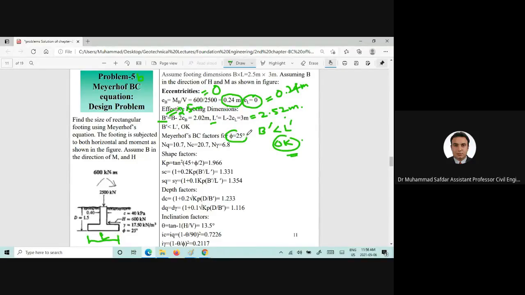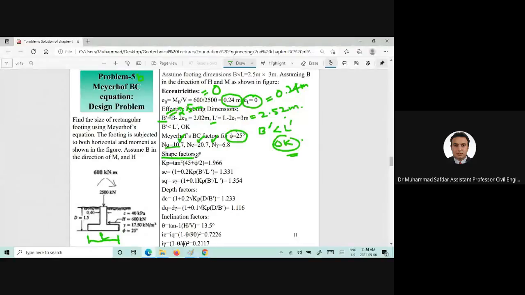Will there be any difference in the bearing capacity factors? Check this. I think there will be no difference in the bearing capacity factors, so that's okay. Please kindly note down these bearing capacity factors and the effective dimensions.